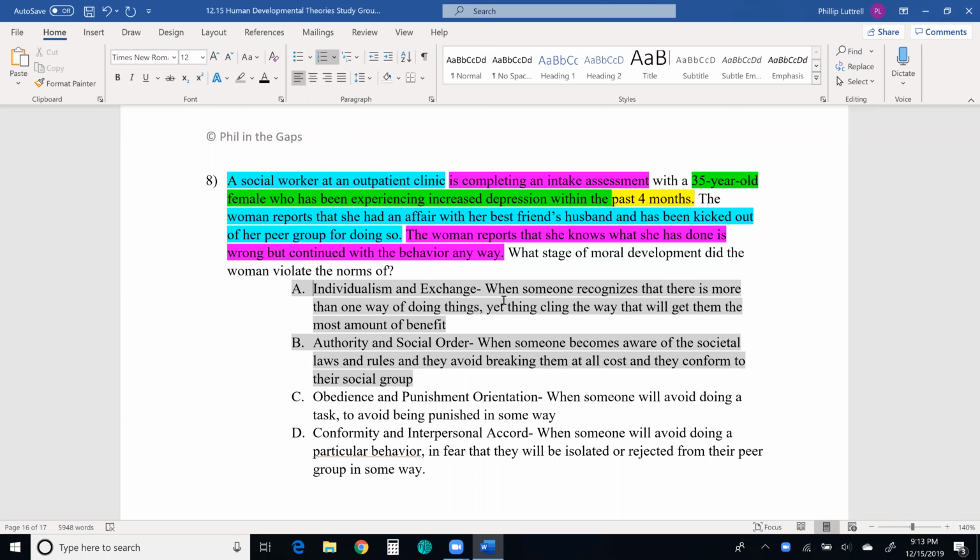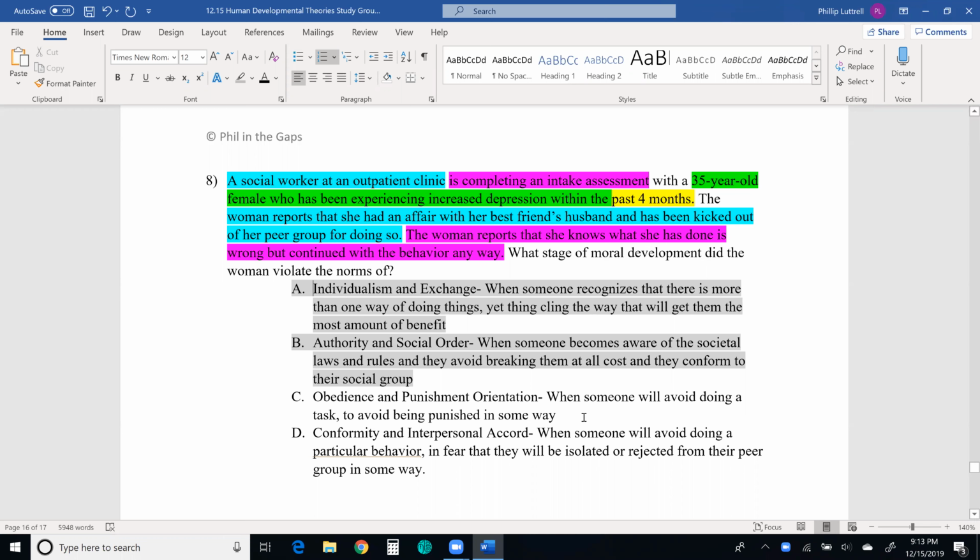So did we do obedience and punishment orientation? So she avoided doing a behavior so that she didn't get punished, or did she do a behavior so she could be punished in some way? Or did she avoid doing a behavior in order to not get isolated from her peer group, or did she do a behavior knowingly that she would be kicked out of her peer group in some way? So these are very, very similar options, but she didn't disobey because she wanted to be punished, or she didn't do a behavior that she thought would be pleasurable in order to sacrifice the pain that she would have.